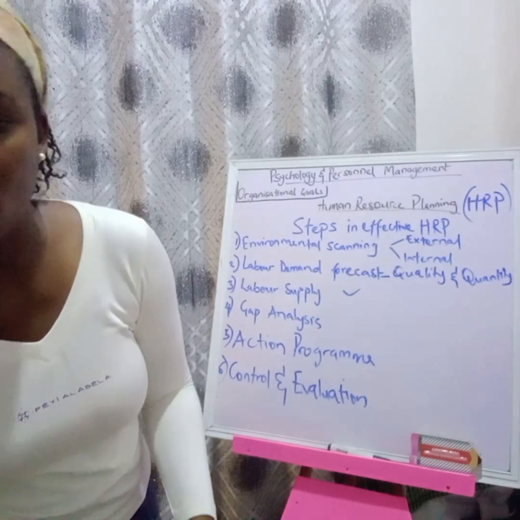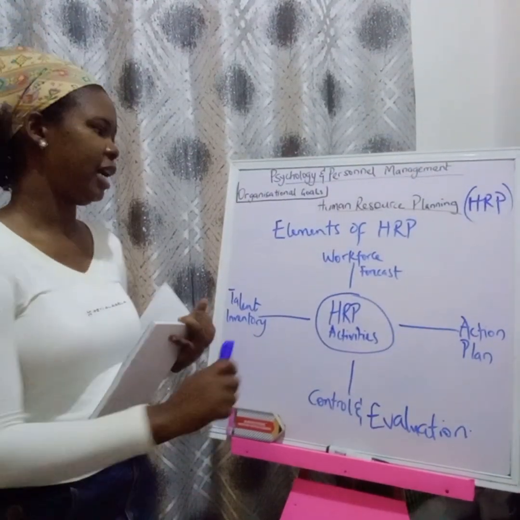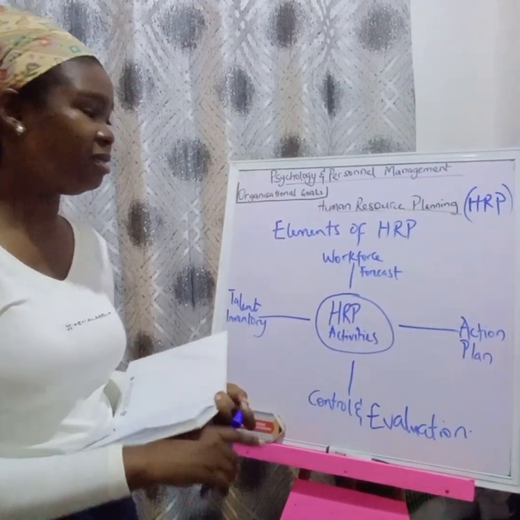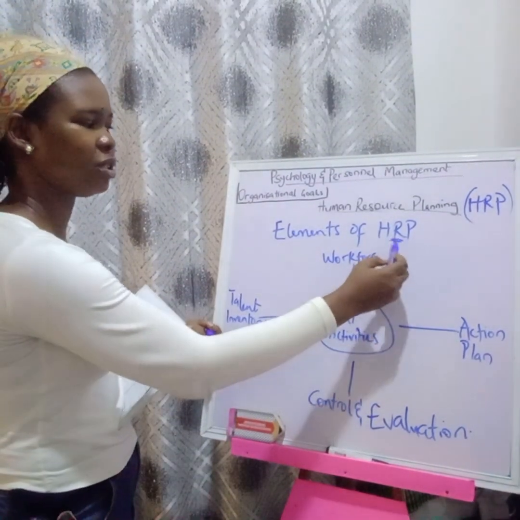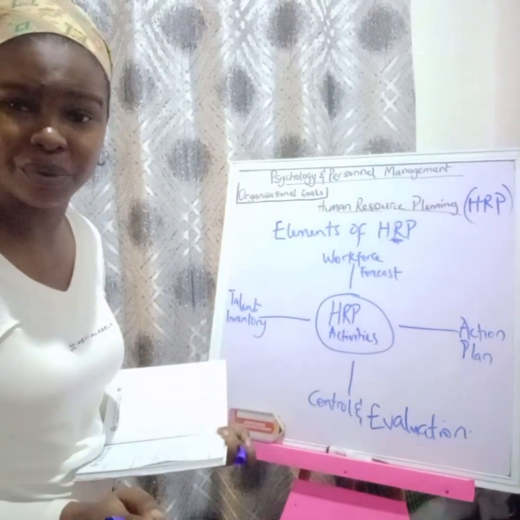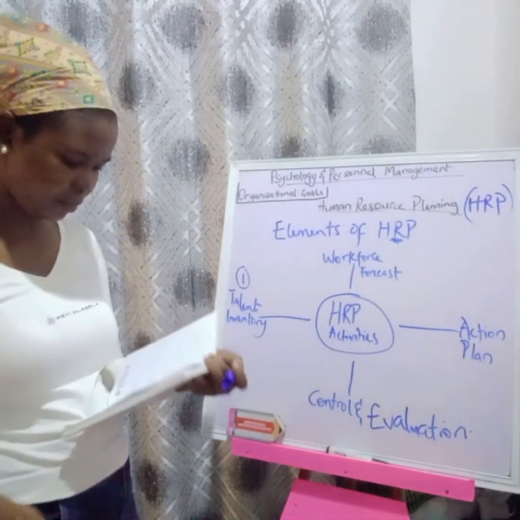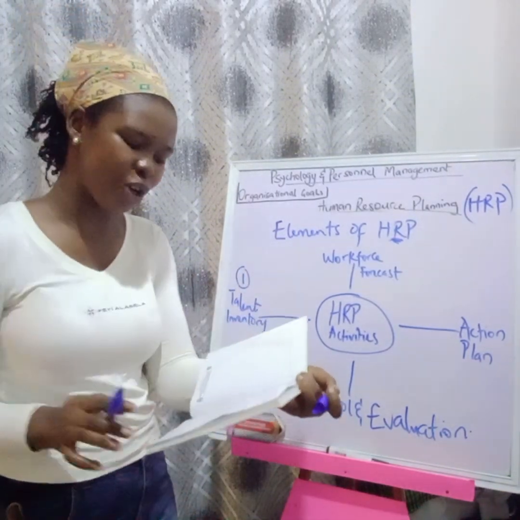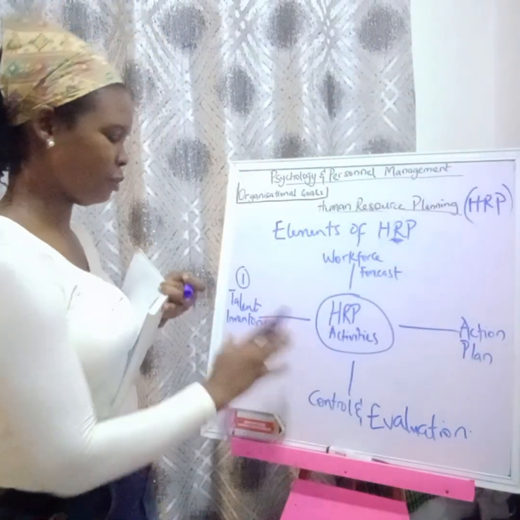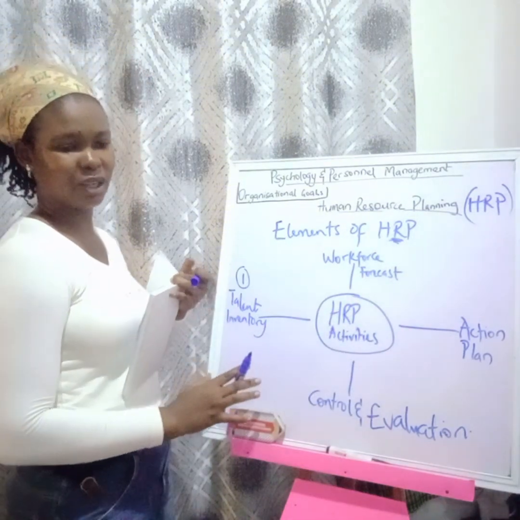Now, the elements of HRP. So, the elements of HRP, these are the main 4 things that HRP must include. Without these 4, HRP has not happened. And this is the first one, talent inventory. This requires assessing your current talents, looking at future requirements. Okay, what are the people we have currently? What are the people we are hoping to have if we meet this particular target?